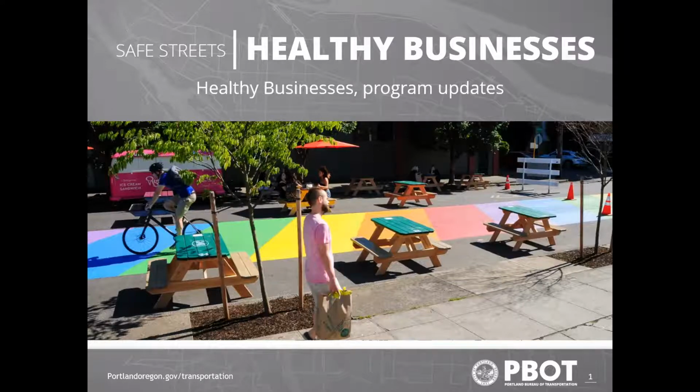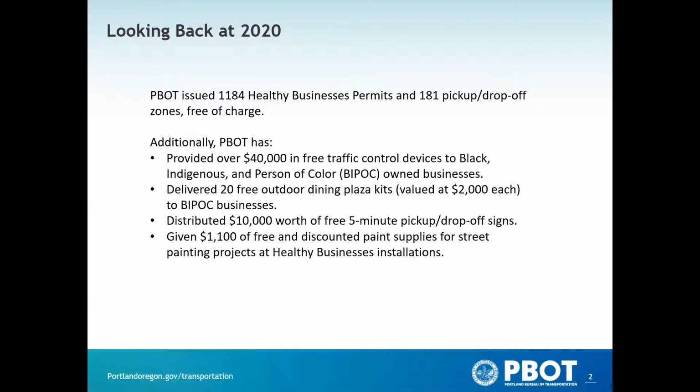So I'm going to talk a little bit about 2020 first. PBOT issued 1,184 healthy business permits in 2020 in 2 cycles. We had a summer permit program and then we had a winter permit program. I will note that our winter healthy business permits are going to expire at the end of March 31st. And we do have our new healthy business permits open for applications right now. I'll put a link to the website in the chat. We are accepting permits and that cycle is open. It will expire October 31st of 2021.